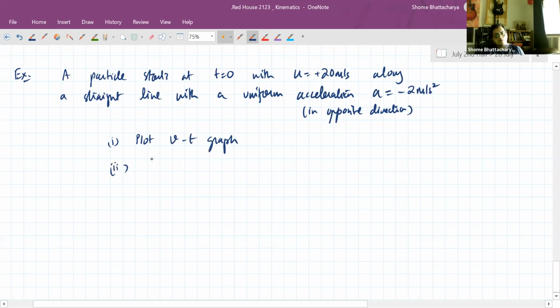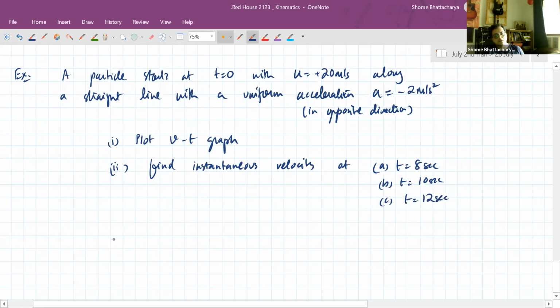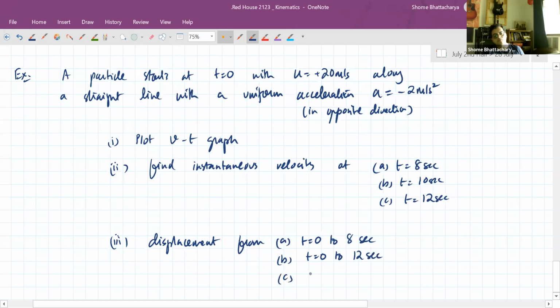Second, find the instantaneous velocity at t equal to 8 seconds, t equal to 10 seconds, t equal to 12 seconds, and find the displacement from t equal to 0 to 8 seconds, 0 to 12 seconds, 8 to 12 seconds.